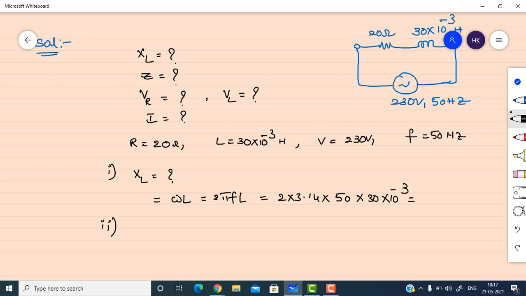And second one, you have to find out the impedance Z. What is the total impedance of the series RL circuit? R plus jXL, isn't it? R value is 20 plus j XL value. What is the value you got here? Anybody is doing or not?